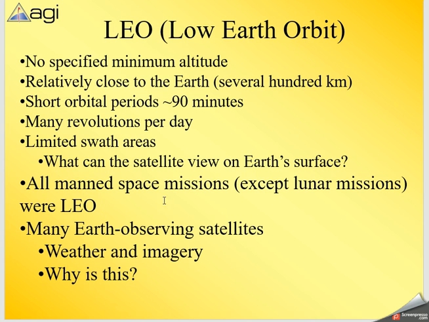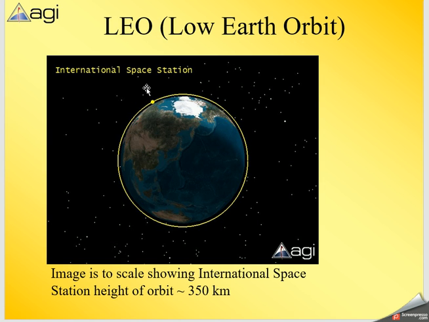They're all manned space missions, except for the lunar missions, where there's LEO. Many Earth-observing satellites for weather. And why is it that? Just because they can look at greater detail for where they are. So the International Space Station is in LEO. Its orbit is about 350 kilometers off of the Earth itself.